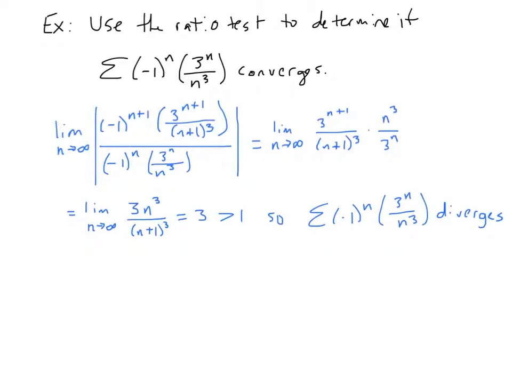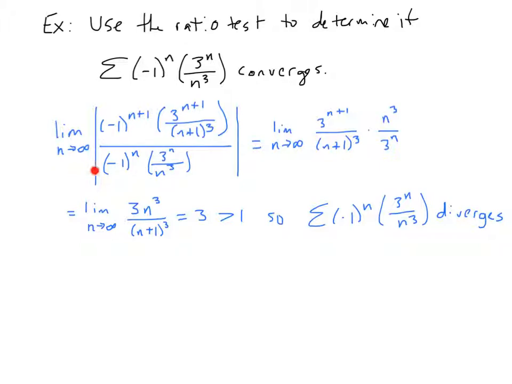Here's another example using the ratio test. This time we're determining if this alternating series converges. We could use the alternating series test on this if we wanted to, because it's an alternating series, but we can also use the ratio test. And the ratio test is really nice because these absolute value bars are going to get rid of those negative ones for us, so it sort of makes it not alternating anymore.